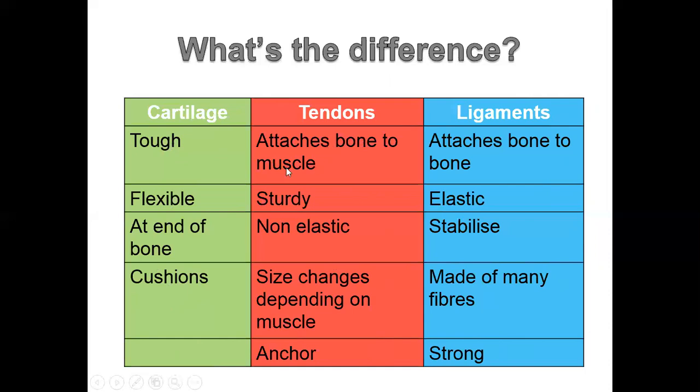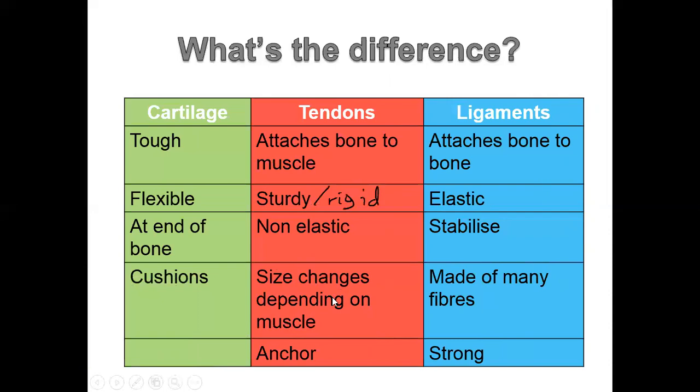That will also have the tendon. It attaches bone to the muscle and is very sturdy. It's not flexible. Meaning, when it says something is sturdy, it means it's very rigid. That's another name you can use for sturdy. It means it's very rigid. It doesn't allow room for flexibility. And also, it's not elastic, and the size depends on the muscle.